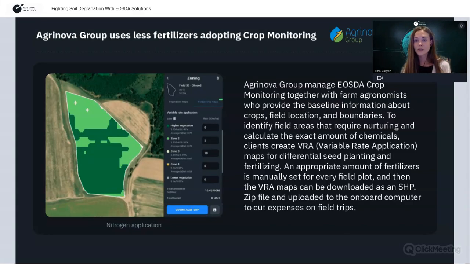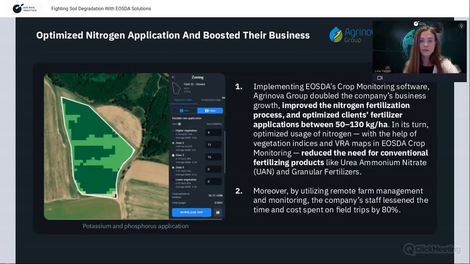Another case that we have is with Agrinova Group. This is our partner from Eastern Europe that works in Poland, Slovakia, and Ukraine. They work as a consulting management company together with farm agronomists. They provide baseline information about crops, field location, and boundaries. And they identify areas that require nutrients. So they are actually using our zoning feature in order to divide the field into different zones, less and more productive, and create variable rate application maps. And they use it as an advisory service for their farmers.